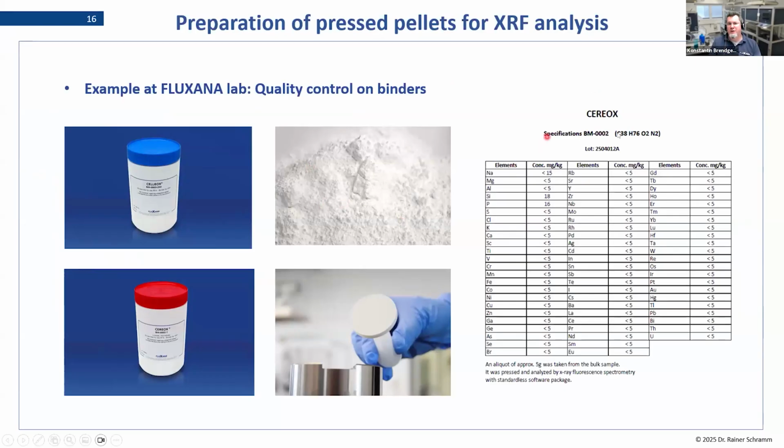Each lot of the binders we get, we quality control them and look for impurities, just to give them a specification for each individual lot number. And obviously we just take the powder. We take like 5 grams, we make a pressed pellet, and then we analyze that on the X-ray to see if there's any stuff in there. And that's basically it. So very quick.